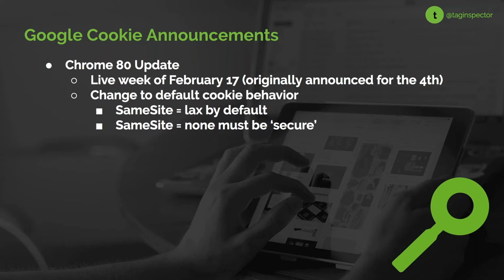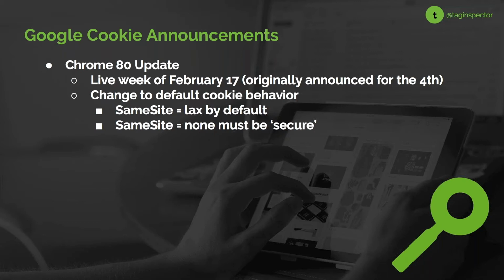So the third value that that same site attribute can be set to is same site equals none. This would be if you have a third-party cookie that needs to be set and then accessed. That same site attribute would need to be equal to none. So that's your traditional third-party cookie context. Cookies that are set with same site equals none can be set on any domain and then accessed from any domain.